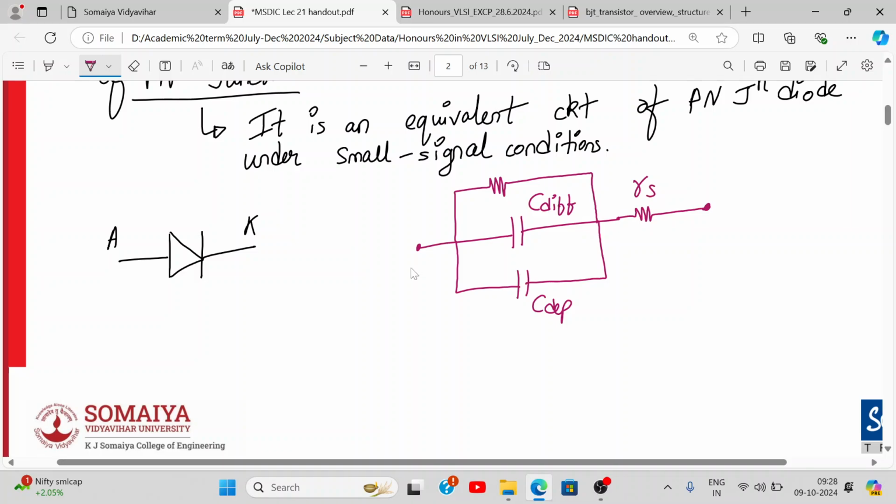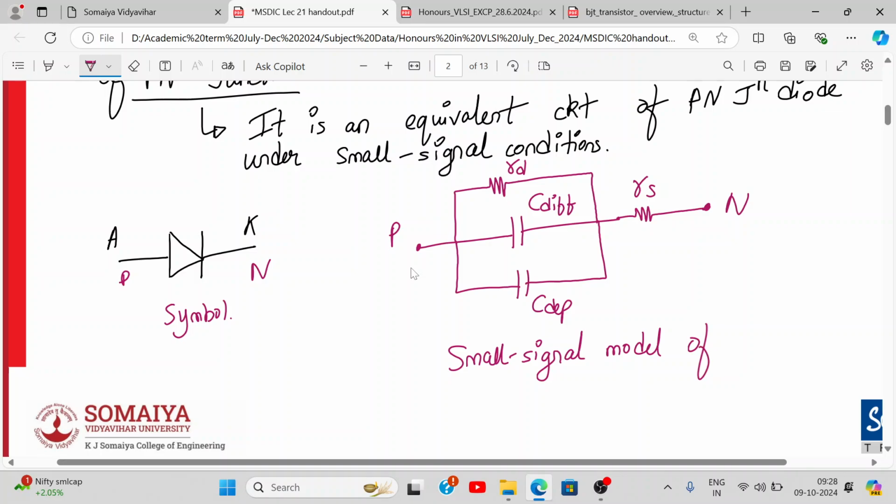RS. So this is P, this is N, this is RD. This is your PN junction symbol, and this is your small signal model. I'll explain each of them again. First, you draw it. Small signal model of PN diode.